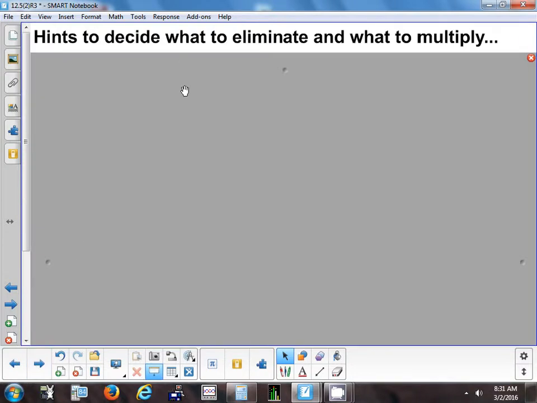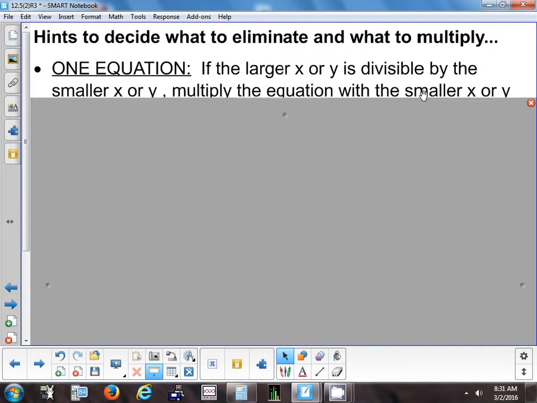Just like we did yesterday, we gave you those hints. Remember, like we said, if you had a single letter in both equations, multiply by a negative, and it would eliminate. We said yesterday, if you had a single letter in one equation and a number with that variable in the other equation, multiply by the opposite, it would cancel. Here's another little hint, or two hints, to decide what to eliminate and what to multiply.